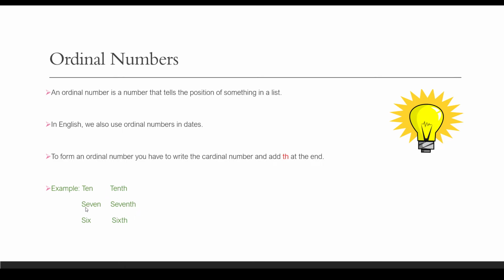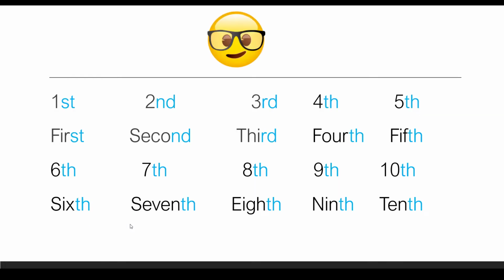Número cardinal, 7, número ordinal, séptimo. Then we have 6, cardinal number, and the ordinal number is sixth. Okay? Número cardinal, 6, número ordinal, sexto. And you only have to add a th at the end of the number to make it ordinal, okay? Let's check more numbers now.